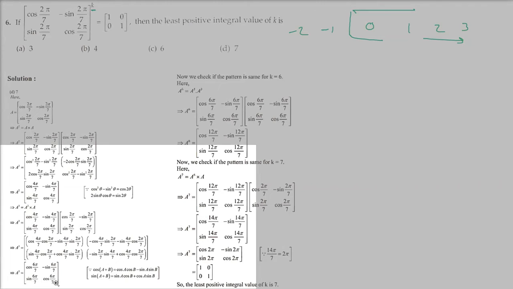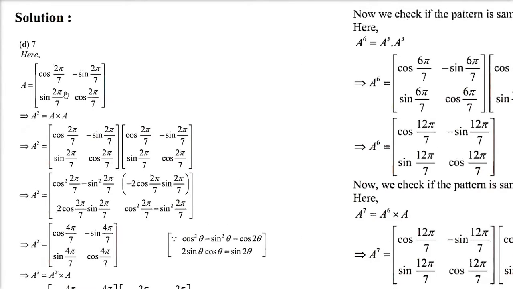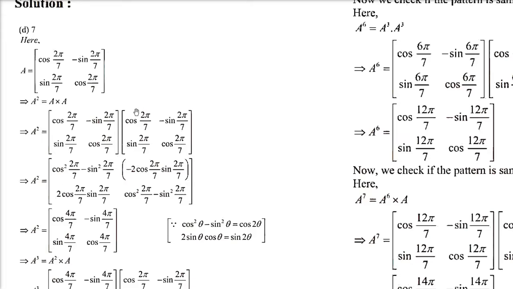But I'll show you how to do it one by one, because doing it will take a long time. So I hope you are comfortable with the matrix multiplication. So when you take the A square, you have to multiply A with A. That is, first row, first column I am multiplying. Cos 2 pi by 7 with cos 2 pi by 7, cos square 2 pi by 7. Minus sin 2 pi by 7 and sin 2 pi by 7. That is going to be minus sin square 2 pi by 7. So this is how you have to multiply first row with these two columns of the next matrix, and second row with the two columns of the second matrix, and just write what you are getting.